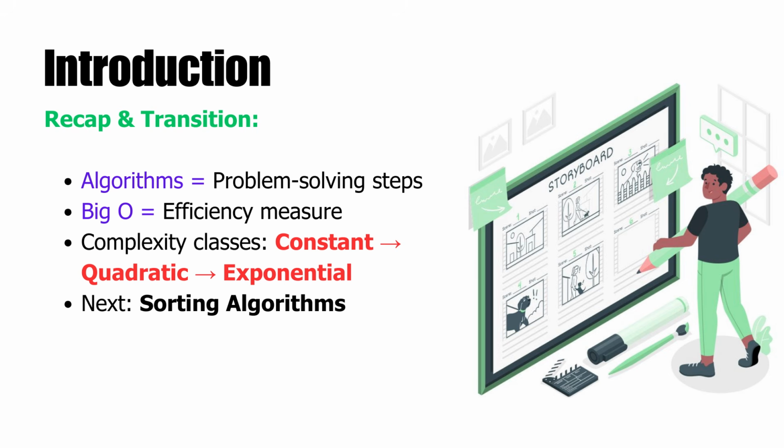Let's recap what we've covered. We explored what algorithms are, why they matter, and how big O notation helps us measure their efficiency. We examined different complexity classes, from constant time through quadratic and beyond. We learned the importance of considering best, average, and worst cases, and how time and space often compete with each other. Next, we'll explore the fascinating world of sorting algorithms.